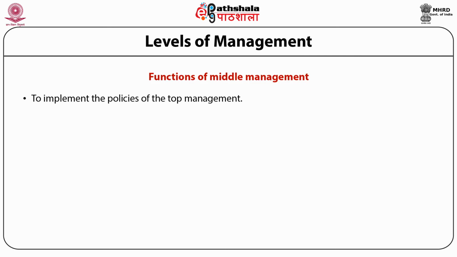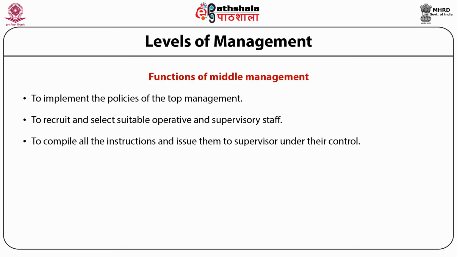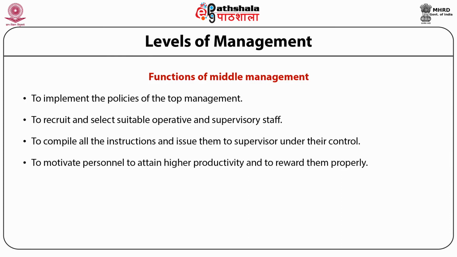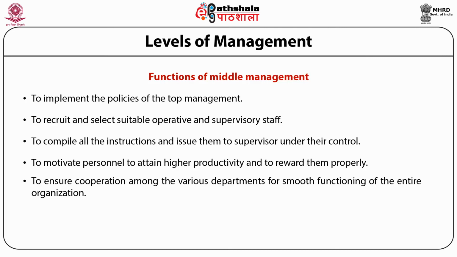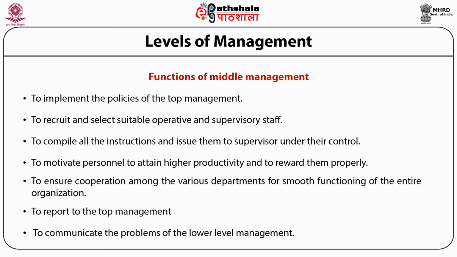First, to implement the policies of the top management. Second, to recruit and select suitable operative and supervisory staff. Third, to compile all the instructions and issue them to the supervisors under their control. Fourth, to motivate personnel to attain higher productivity and to reward them properly. Fifth, to ensure cooperation among the various departments for smooth functioning of the entire organization. Sixth, to report to the top management. And seventh, to communicate the problems of the lower level management.